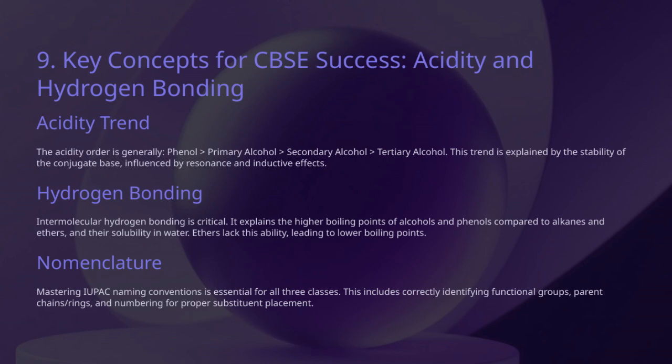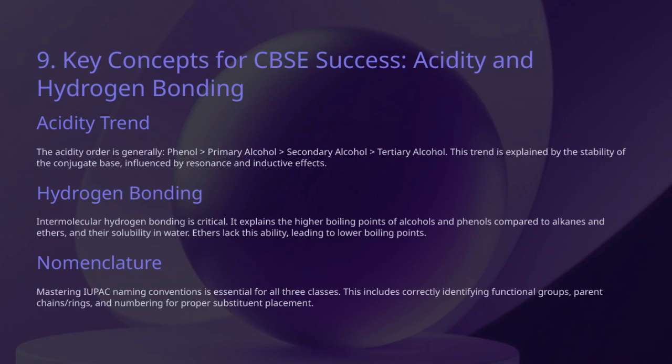Moving on to intermolecular hydrogen bonding, this is a critical concept because it explains why alcohols and phenols have higher boiling points compared to alkanes and ethers. Essentially, hydrogen bonding increases the amount of energy needed to break these interactions, resulting in higher boiling points. Additionally, hydrogen bonding makes alcohols and phenols more soluble in water because they can form these bonds with water molecules. In contrast, ethers lack the ability to form hydrogen bonds with each other, which leads to their comparatively lower boiling points. This difference is a key factor when we consider the physical properties of these compounds.